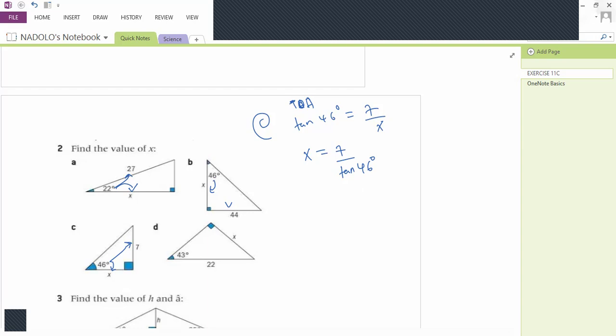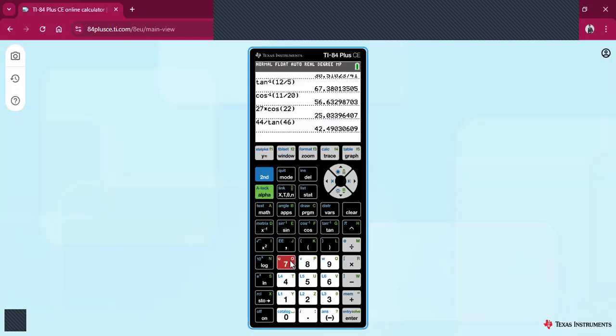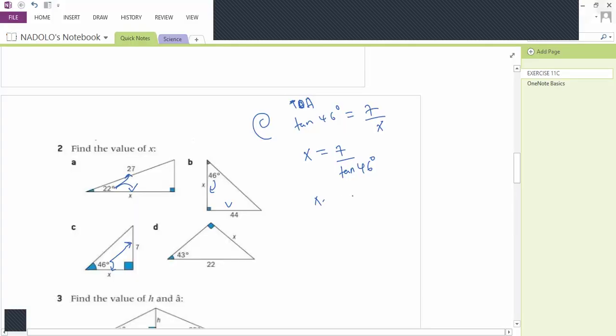So use your calculator, the GDC, and do 7 divided by tan 46 degrees. 6.759 to 3 significant figures is 6.76. So 6.76 is our answer at that point. So we're going to write 6.76 here as our x value.